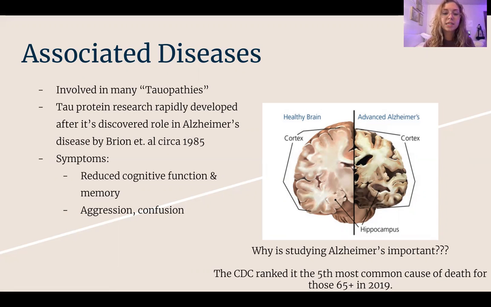Patients with Alzheimer's disease will have overall reduced brain function and memory. They'll also be aggressive, confused, and irritable. And as you can see with this image, it does a real big toll on the actual tissue of the brain. It's important to study this because the CDC ranked it the fifth most common cause for death of people aged 65 and older in 2019.